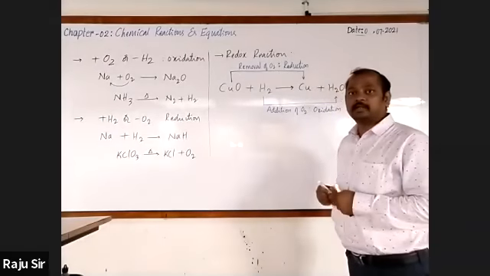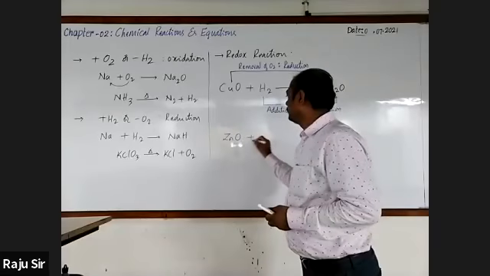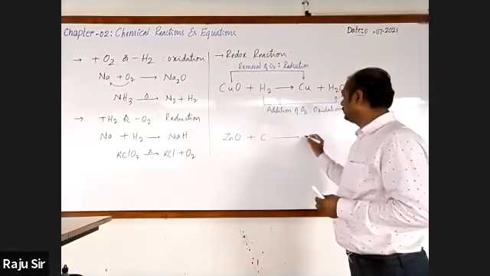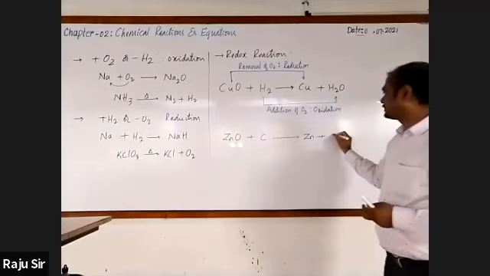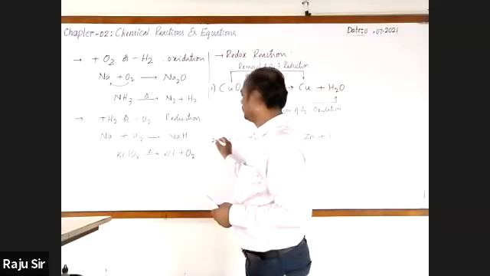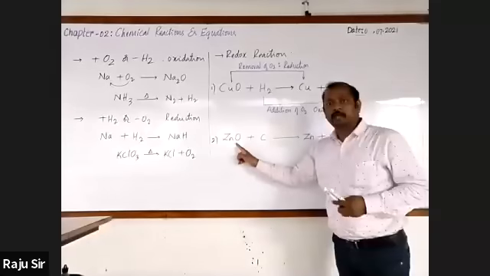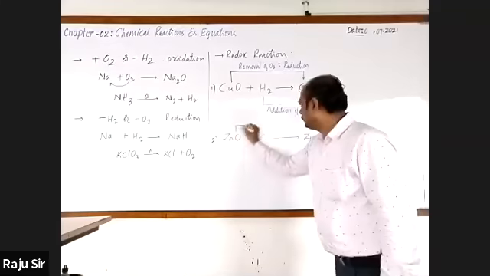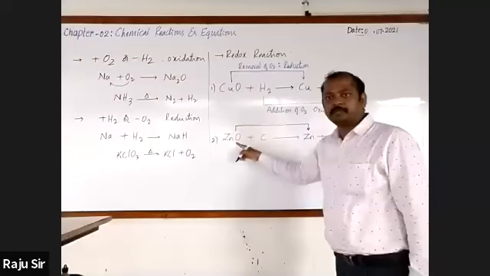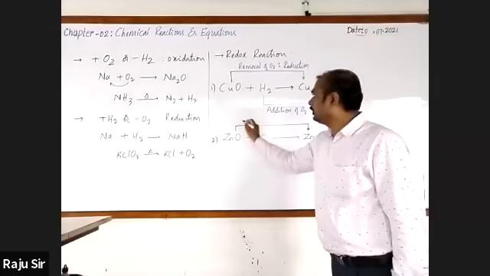Even we have taken another example. It is, I think, zinc oxide. When it reacts with carbon, it produces zinc plus carbon monoxide. This is the second example. Okay, in this chemical reaction, zinc oxide has oxygen. When it reacts with carbon, zinc oxide gets reduced to zinc because oxygen is removed from zinc oxide. Then what do you call this removal of oxygen?